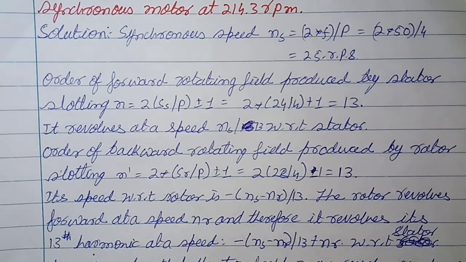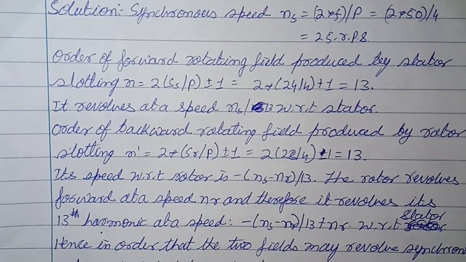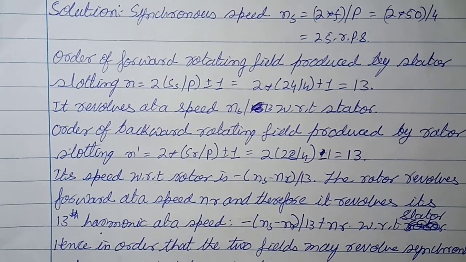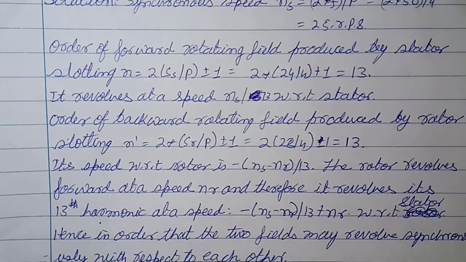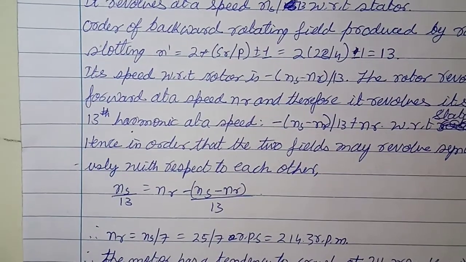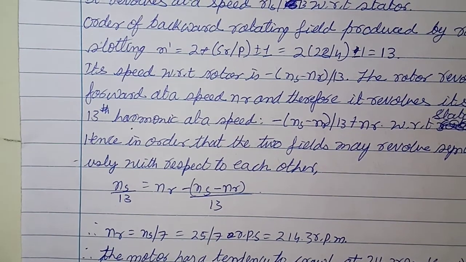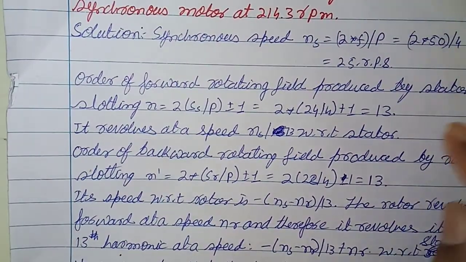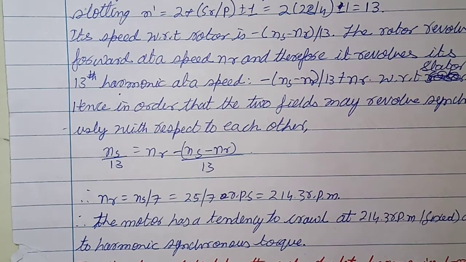The rotor revolves forward at a speed nr, and therefore it revolves its 13th harmonic at a speed of minus (ns minus nr) by 13 plus nr with respect to stator. Hence, in order that the two fields may revolve synchronously with respect to each other, ns by 13 must equal nr minus (ns minus nr) by 13.